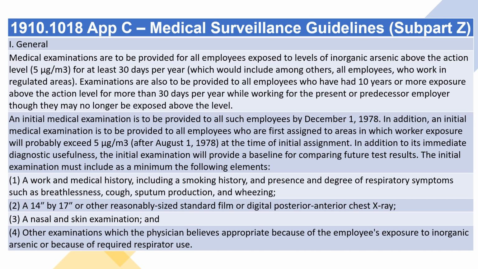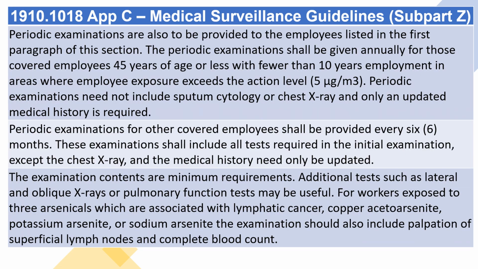required respirator use. Periodic examinations are also to be provided to the employees listed in the first paragraph of this section. The periodic examinations shall be given annually for those covered employees 45 years of age or less with fewer than 10 years employment in areas where employee exposure exceeds the action level, 5 micrograms per cubic meter. Periodic examinations need not include sputum cytology or chest X-ray, and only an updated medical history is required.